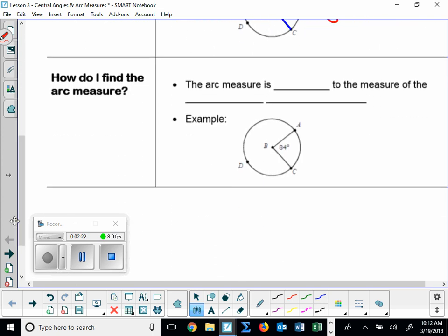How do I find the arc measure? Arc measure is a new vocabulary word, so let's highlight that. The arc measure is equal to the measure of the central angle. So the measure of arc AC.